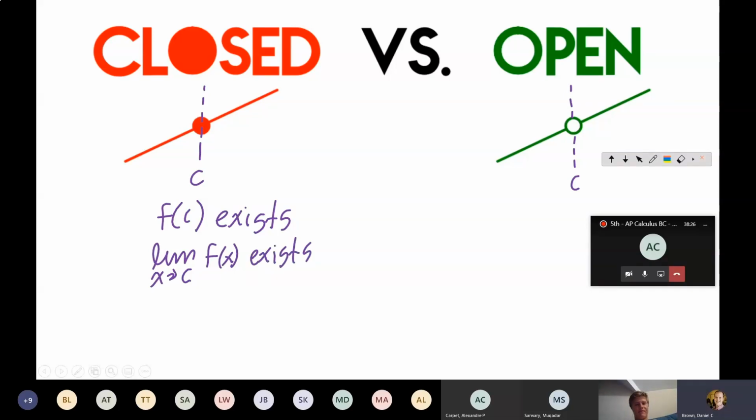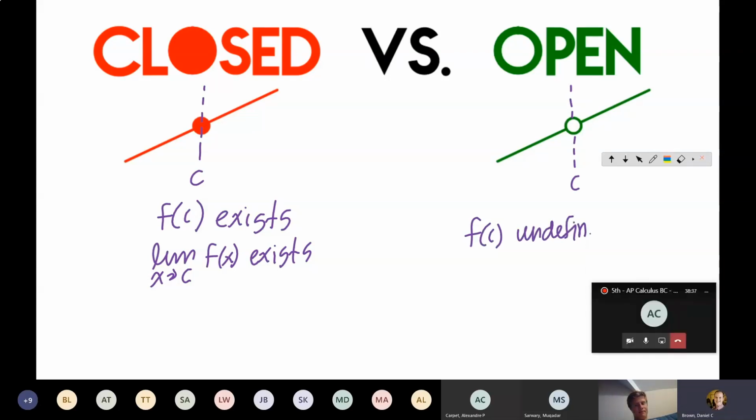For the second one, we have the open hole. There are no points defined anywhere else, so we will say f of c is undefined. You might be asking why we don't use the word "does not exist." We tend to, just by convention, use "does not exist" for limits. So we'll say that the value is undefined.